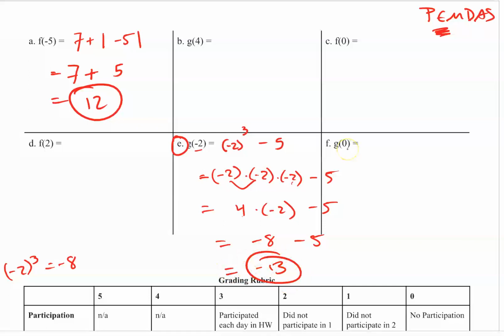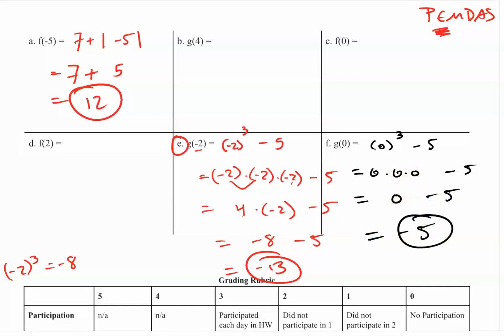Let's do this one, g of 0. Same function, we cube the input, 0, and then we take away 5. 0 times 0 times 0, take away 5. 0 times 0 is 0. Times 0, it's still 0, so this is just 0, take away 5. Answer, -5.